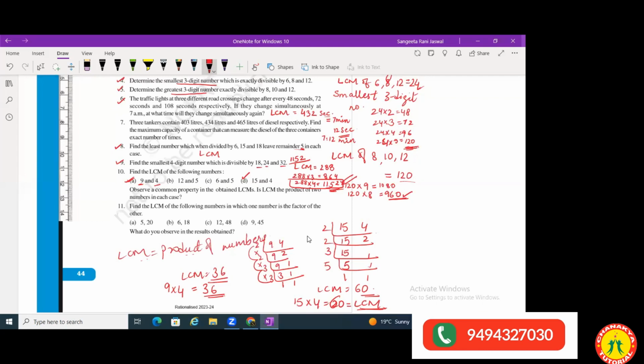Okay. Are you understanding this? You can try with these two also. Okay, 12 and 5, and 6 and 5.